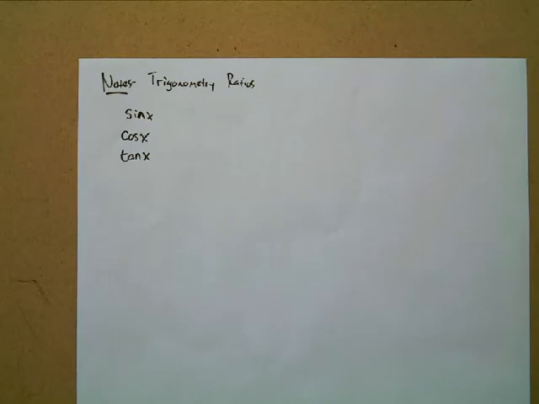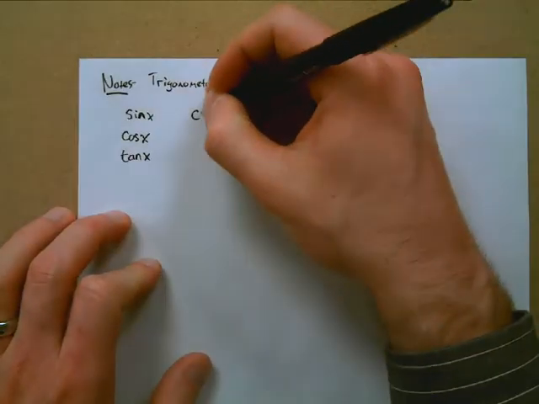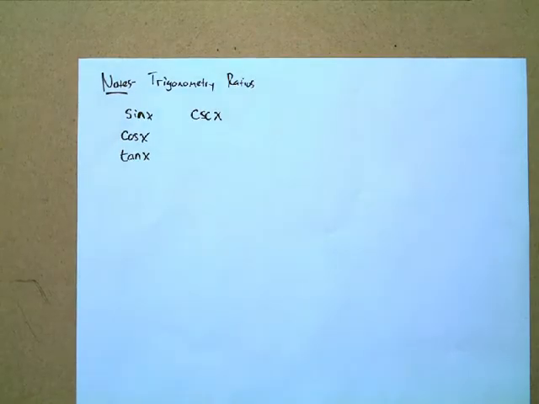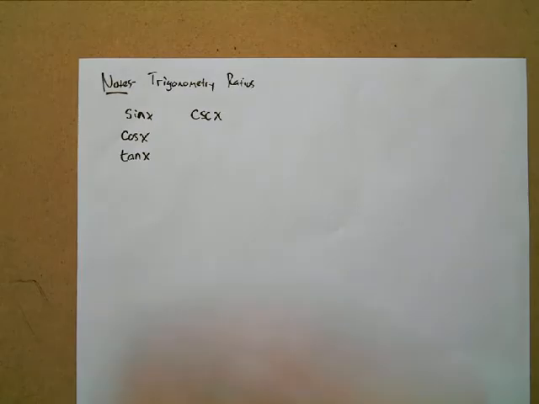And then we also have three other trig ratios that I think people are sometimes less familiar with. We have cosecant of x, abbreviated CSC. We also have secant of x, abbreviated SEC, and then cotangent of x, abbreviated like so.